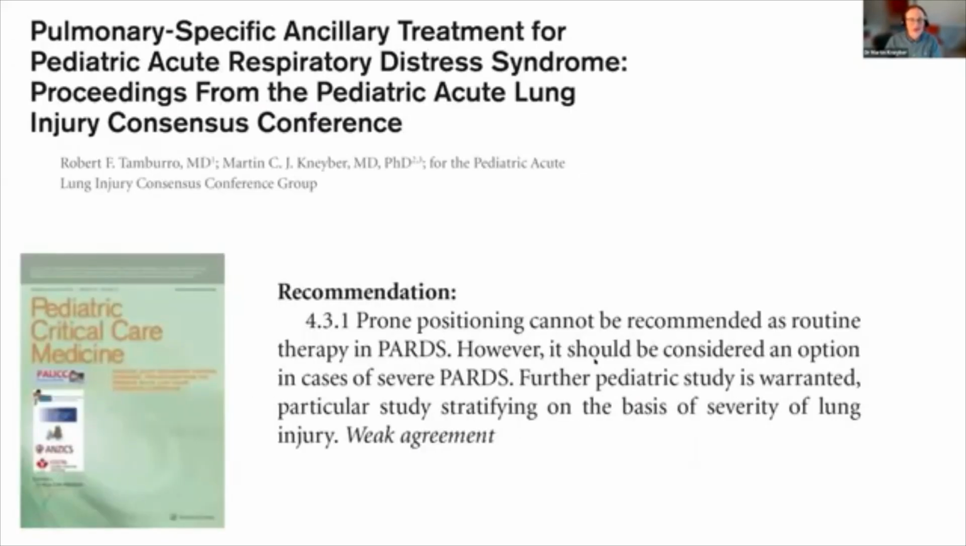Where are we now then with prone positioning at this stage? Well, PALICC, and this is the 2015 recommendation, and as Professor Rimensberger already mentioned, the revisions are currently underway and should be published hopefully this year. In PALICC, it is said that it cannot be recommended as a routine therapy in ARDS, but it should be considered as an option in severe ARDS. You could go to moderate to severe ARDS, and we need further studies. And those studies are coming.